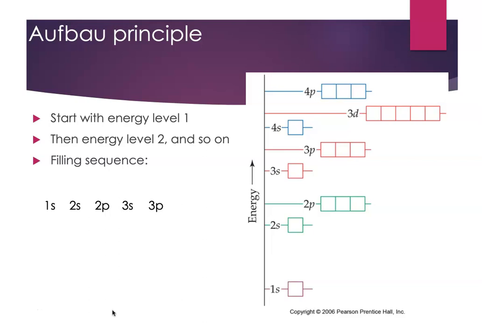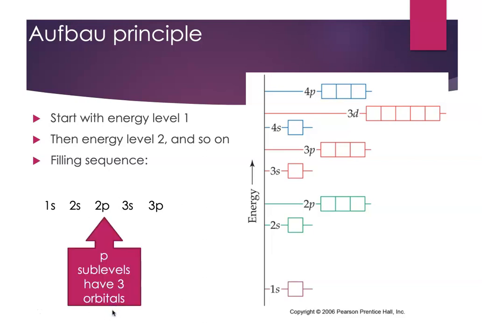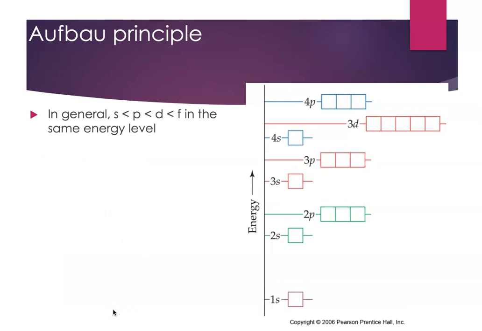One thing I do want to point out is that p orbitals come in sets of 3. So the p sublevel has 3 orbitals. If you look at the 2p sublevel in the diagram, there are 3 boxes, similarly for 3p and 4p. So that's an important thing to remember. Students sometimes forget that. In general, we see that s orbitals have lower energies than p orbitals, which are lower in energy than d orbitals or f sublevels for that same energy level, so that number in front of the letter. Like I said, the filling sequence gets more complicated as we go on.